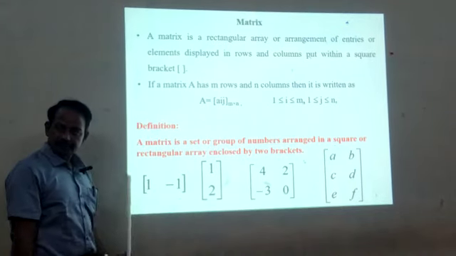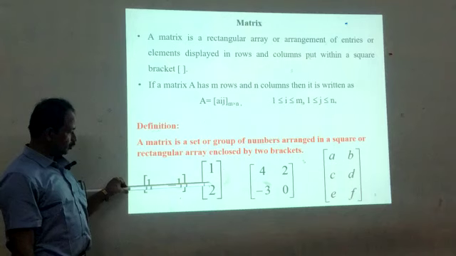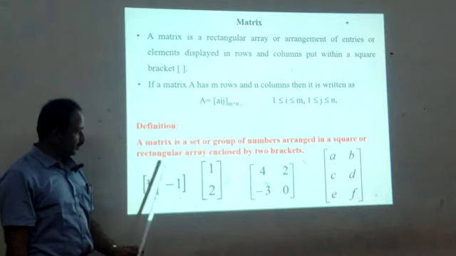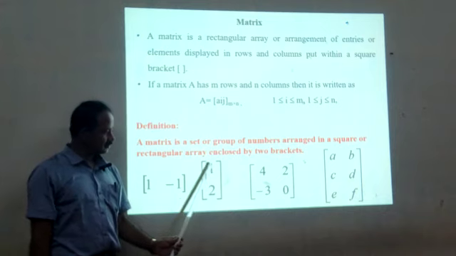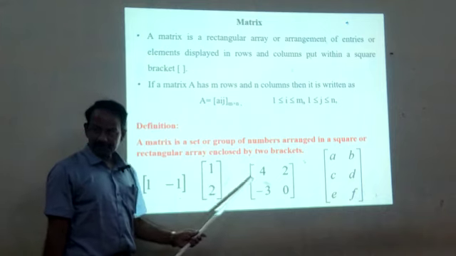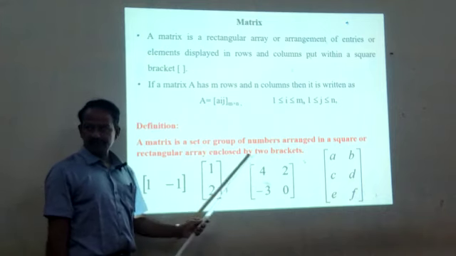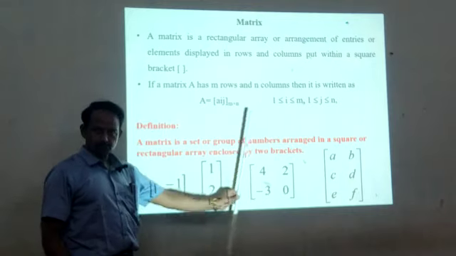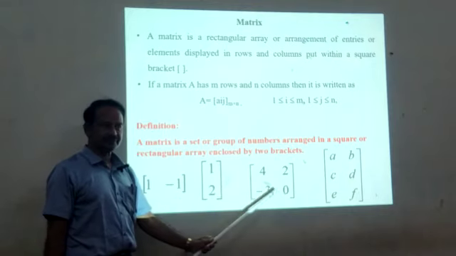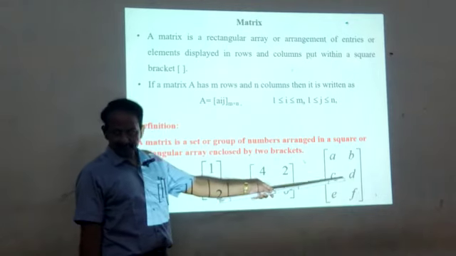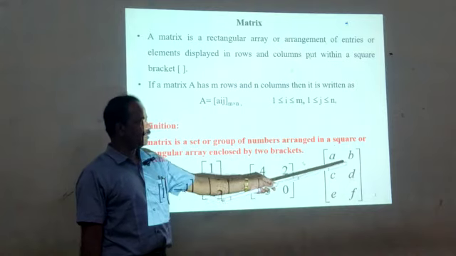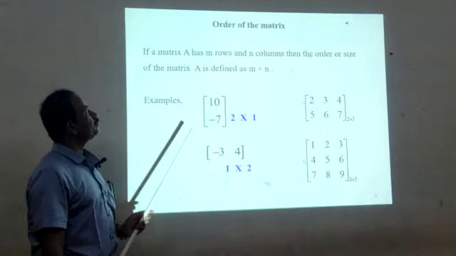So we have a bracket and numbers exist, and here there exists only a row. So we have 1 1 as a row, and here it is a column matrix, 1 2. It's a square matrix because an equal number of rows and columns are there. So 4 2 minus 3 0 is also an example of a matrix.